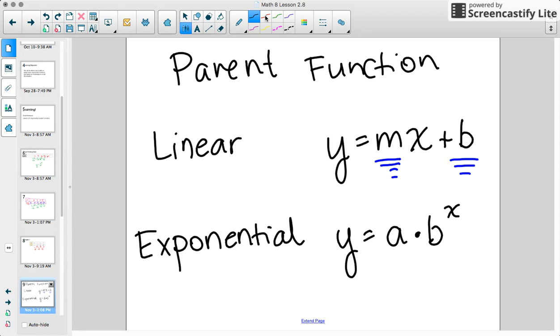And the way I like to say it is the a value is the now, and the b value is the change. Okay, and I'll show you how that works in a minute. So it's y equals the now times the change raised to the power of x. So pause it and take some notes.